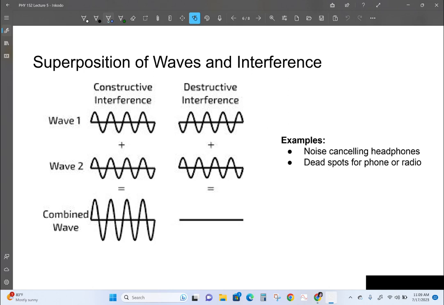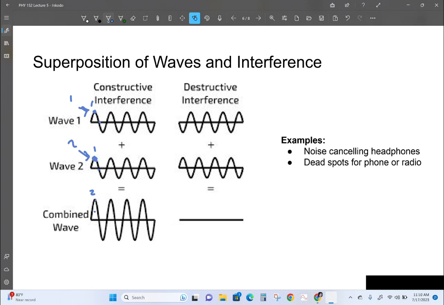So for example, if we take a look at wave 1 here in this first case of constructive interference, if you look at wave 1 and wave 2, they look exactly the same. They have the same frequency, the same wavelength, and everything. So when I add up their amplitudes, this amplitude plus this amplitude is equal to twice the amplitude. So if this has an amplitude of 1 and this has an amplitude of 1, then this has an amplitude of 2. And then if I do that for every point, I can construct a new wave.